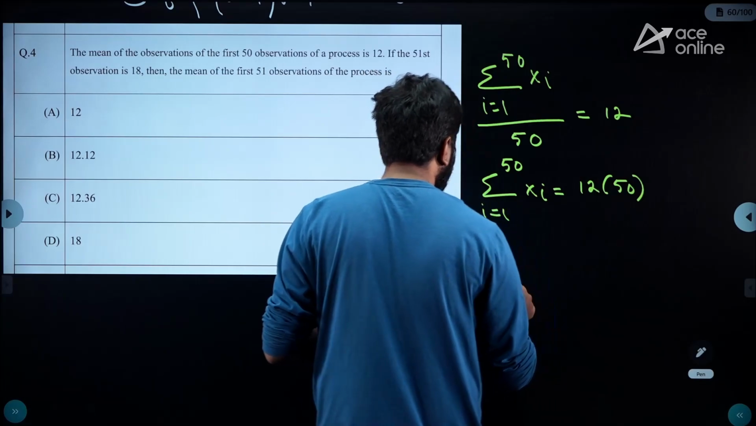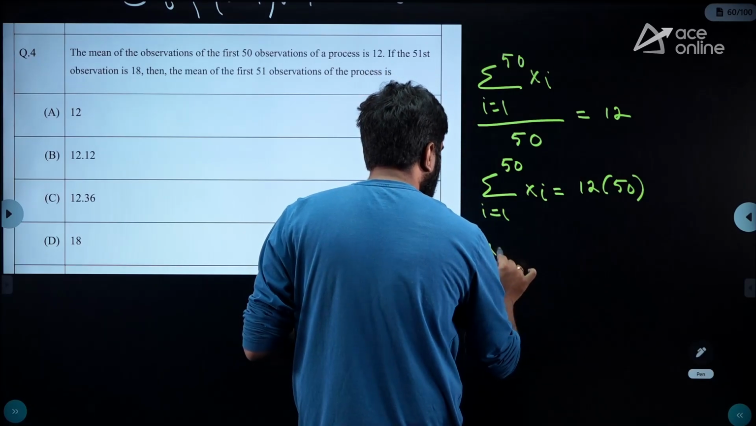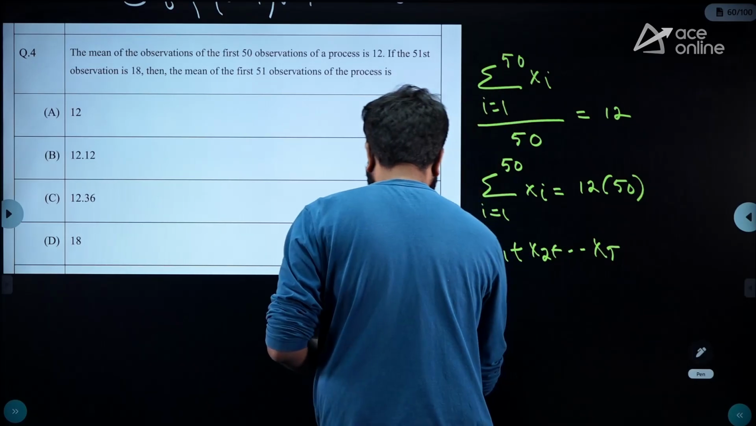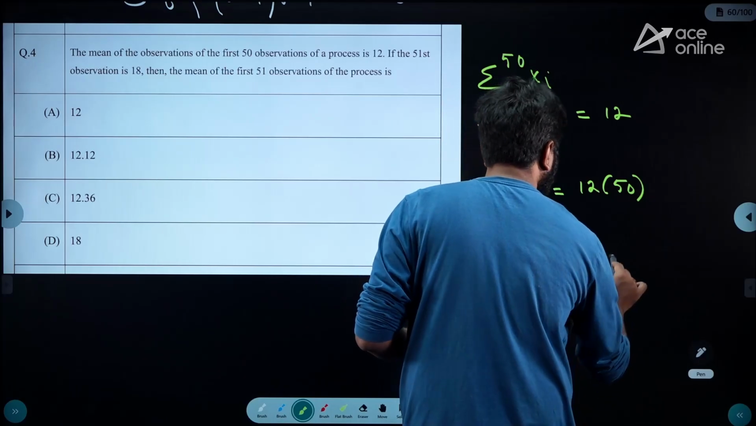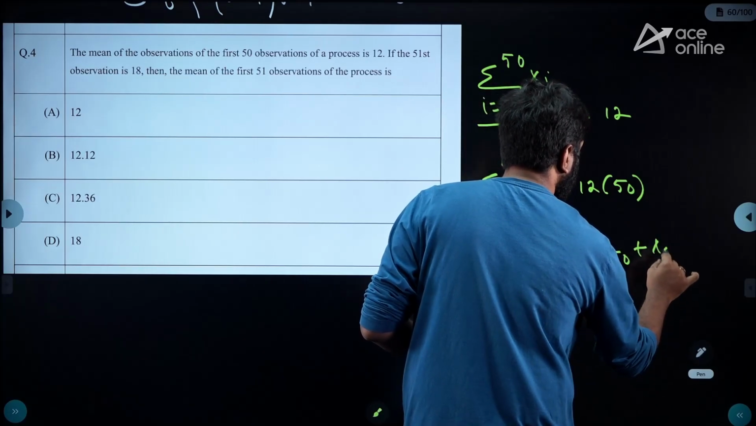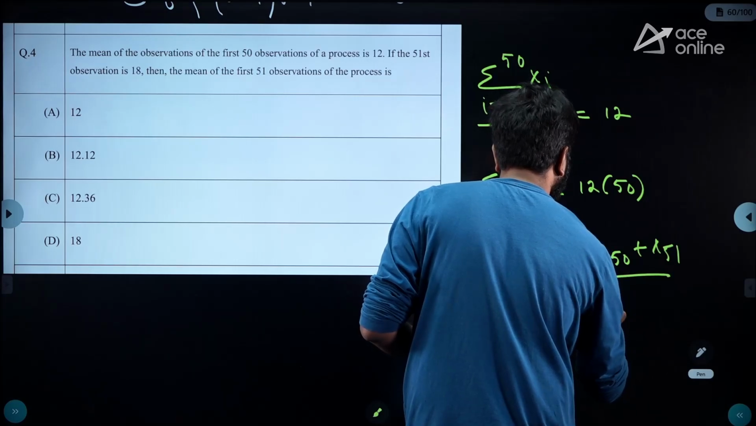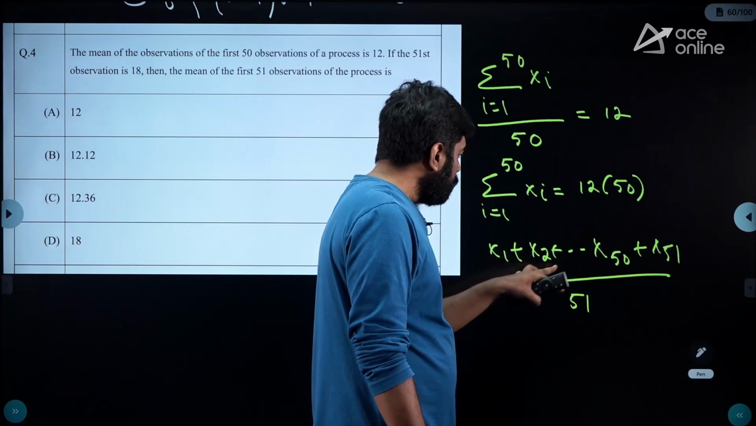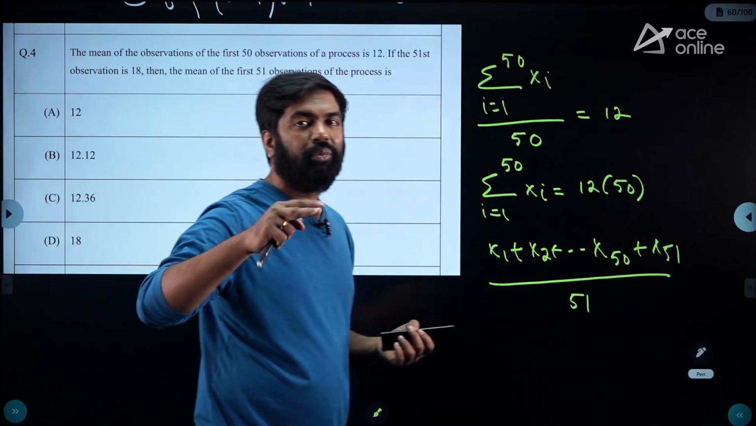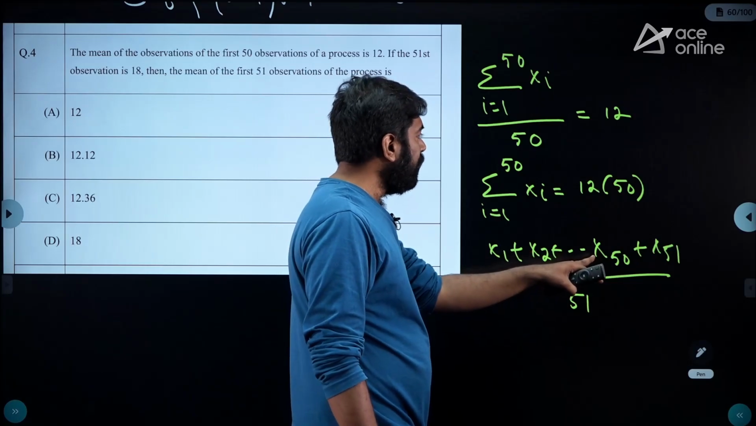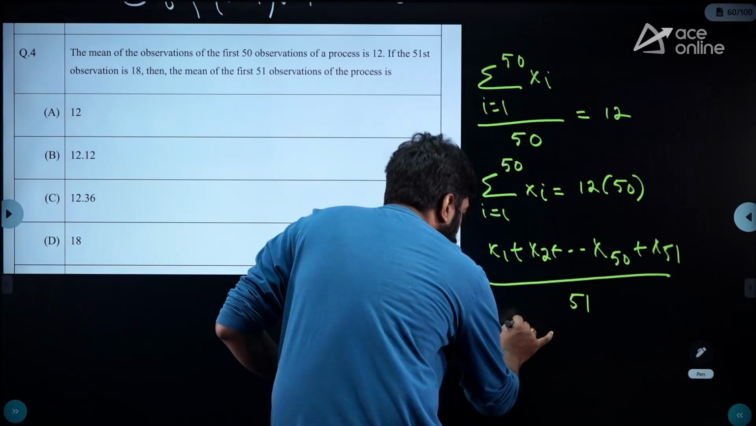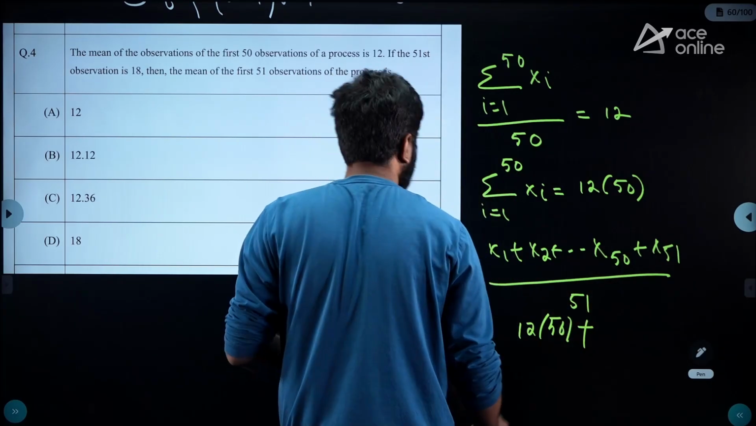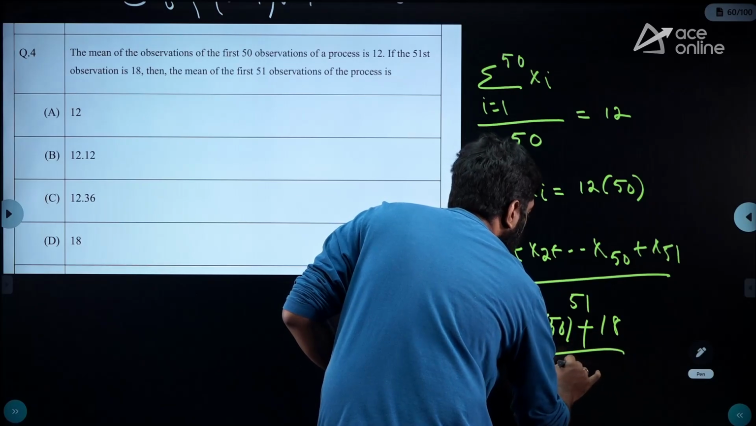So how do you find the mean of the new data? You have to add all your observations, x1 plus x2 plus so on up to x50 plus x51, divided by 51. Now we don't know what x1, x2 up to x50 are, but we know the sum of all of them. That is 12 into 50. So it is 12 into 50 plus the 51st observation, which is 18, and then divided by 51.